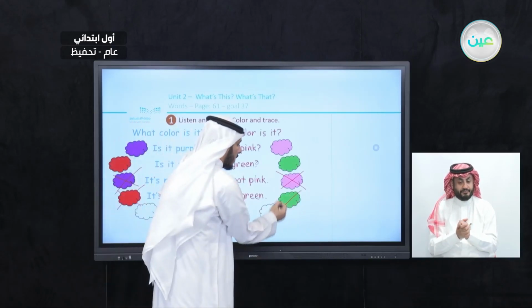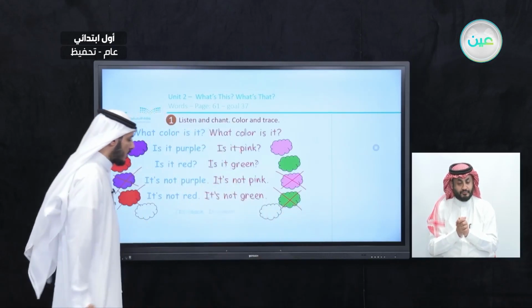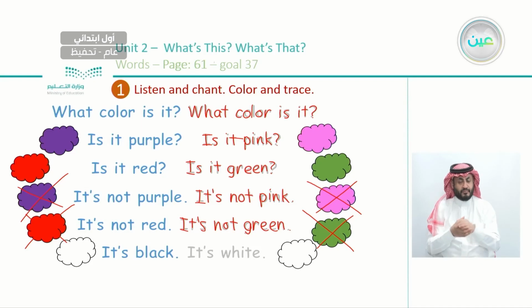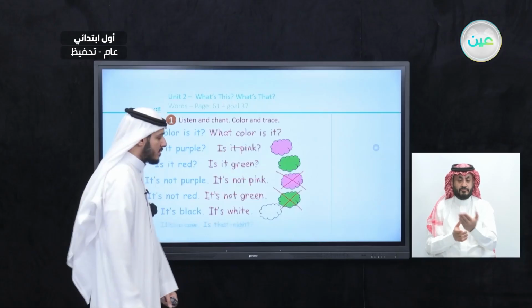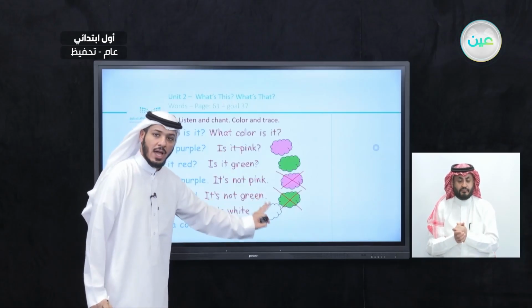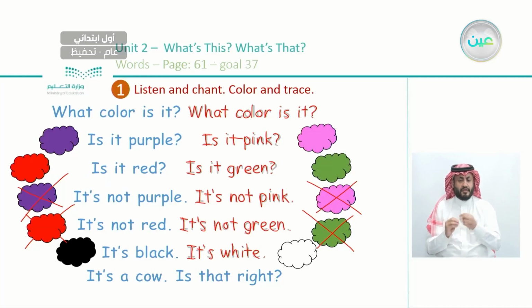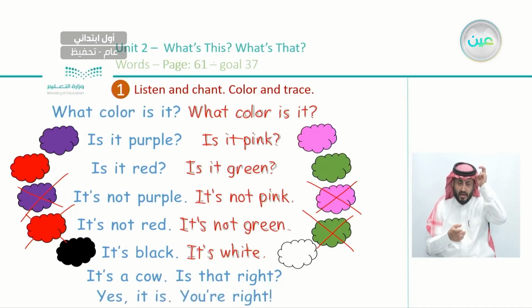So like this. Okay. So it's black. It's white. So let's trace. Capital I, T apostrophe S, it's, then we have white, and full stop. So black, what does it mean black? This is the black, perfect. So it's black, it's white. What does it mean white? This is the white, okay? So you can leave it like this. This is what? The white. Okay, it's a cow, is that right? Yes, it is, you are right, perfect.